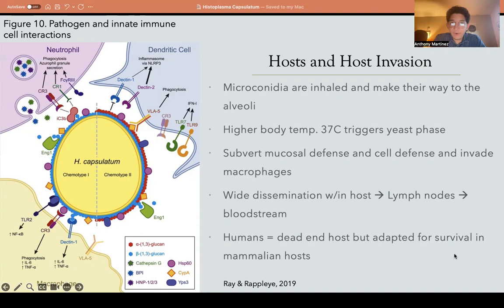Like I've already indicated, the microconidia are inhaled and make their way to your pulmonary alveoli. That's where it changes into this yeast form. The higher body temperature of 37 degrees is what actually triggers this morphogenesis. Once in the macrophages, it can disseminate widely throughout the body because macrophages, of course, are members of the innate immune system, so they traffic to the lymph nodes. Because this is an intracellular pathogen in macrophages, they are also trafficked to the lymph node, and once there can be disseminated into the bloodstream, where they make their way to bone marrow, the spleen, the liver, etc. And like I said earlier, humans are dead-end hosts, but for some reason it seems that it has adapted many mechanisms to be able to invade macrophages and other innate immune cells in humans.